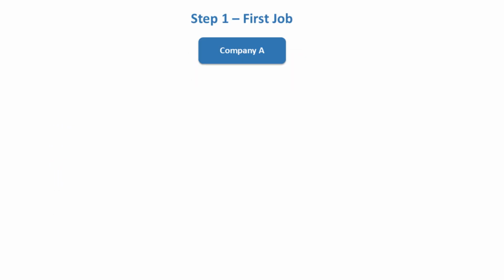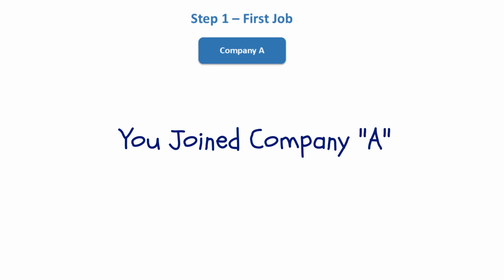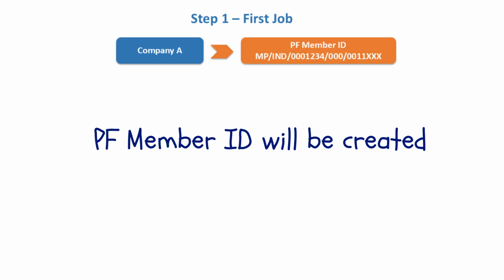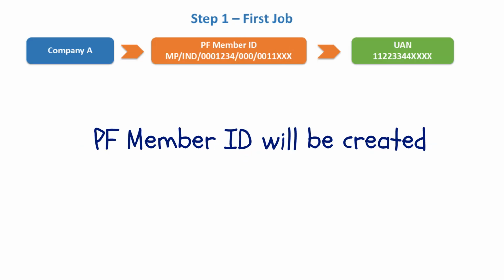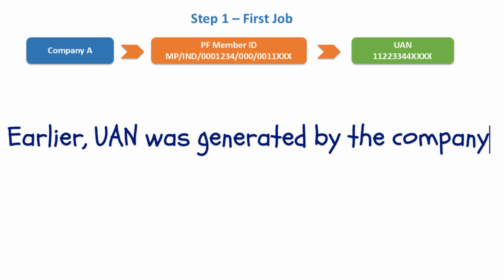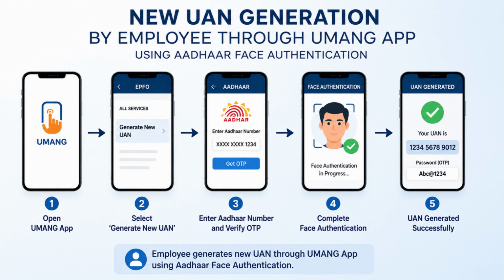Suppose you join company A. Your company will register you under EPF through the employer portal. During this process, a PF member ID will be created for you and linked with your UAN. Now let me clarify one important point. Earlier, when a new employee joined a company, the UAN was generally generated by the company itself. However, under the latest EPFO process, the new UAN generation is now done by the employee through the Umang app using Aadhaar face authentication.